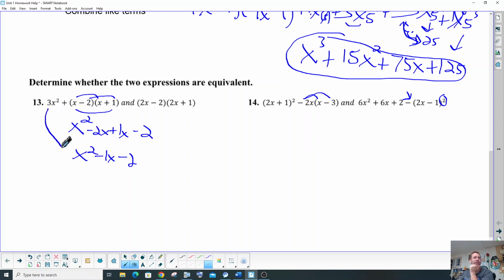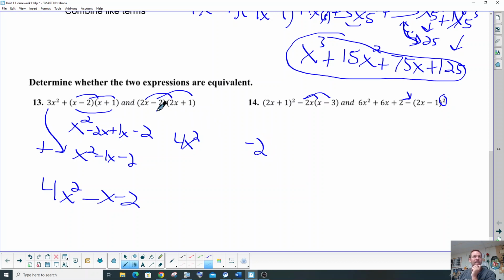And then don't forget to bring down the 3x squared, which we're going to add those together. And we're going to get 4x squared. So 4x squared minus x minus 2. Then we're going to see if this side is the same, if they're equivalent or not. So 2x times 2x is going to be 4x squared. Looking good so far. Negative 2 times 1 is a negative 2. Looking good so far. Negative 2 times 2x is a negative 4x. And then make our smiley face. 1 times 2x is a 2x.